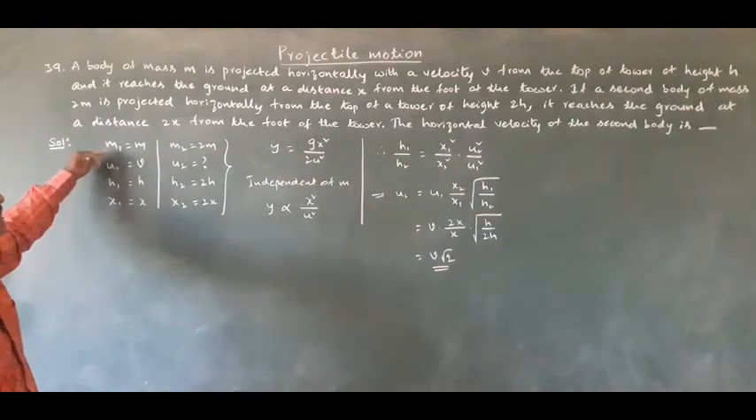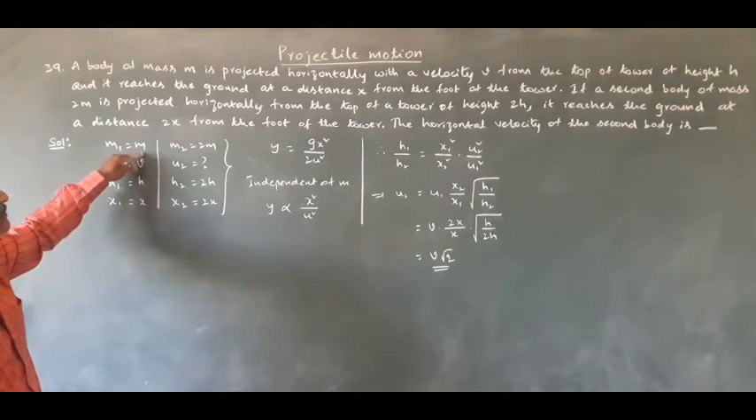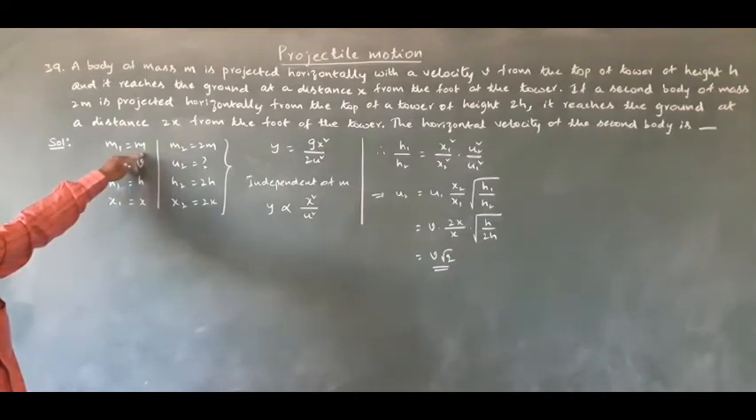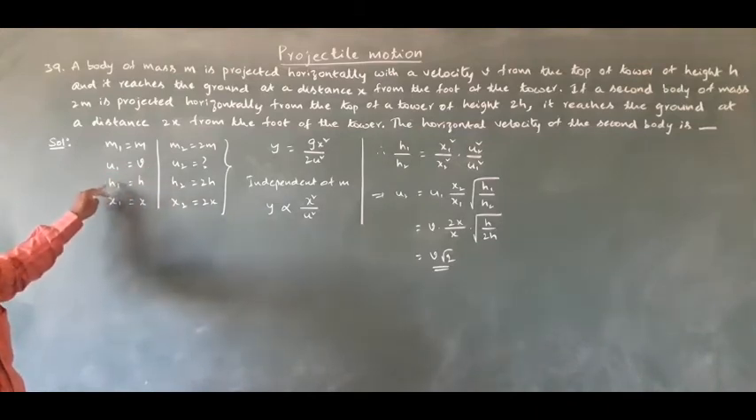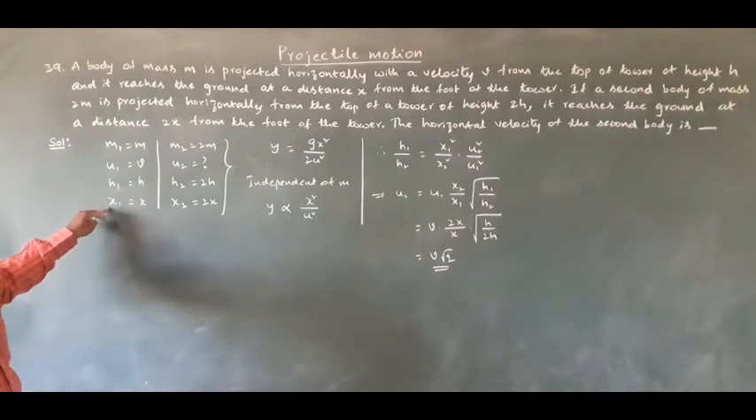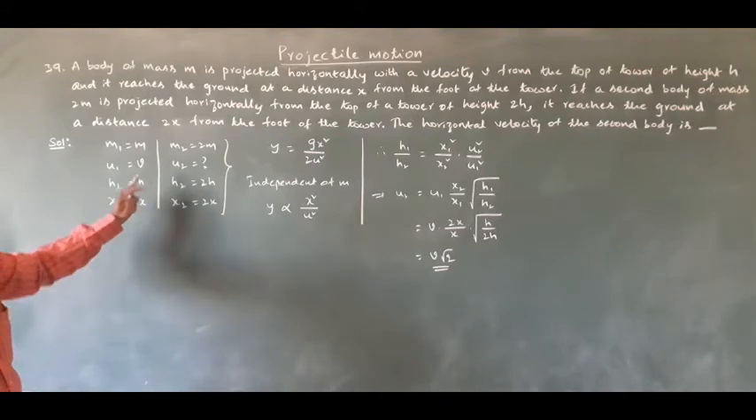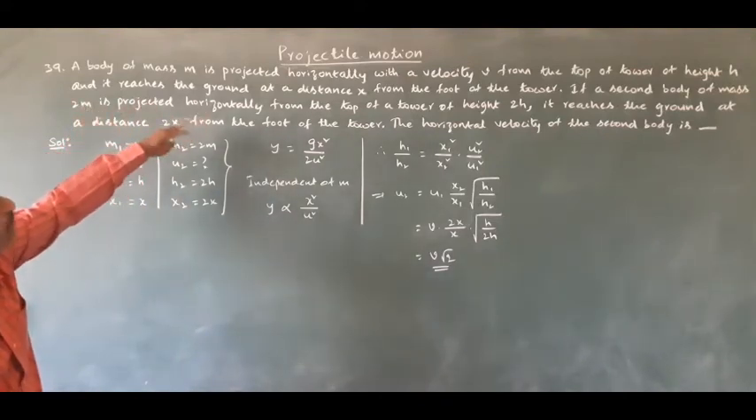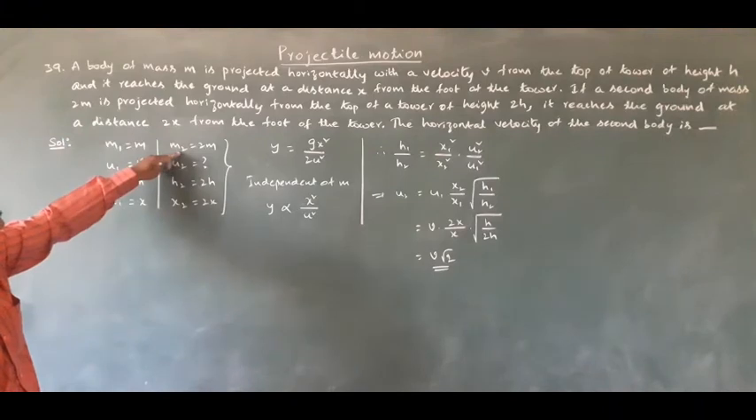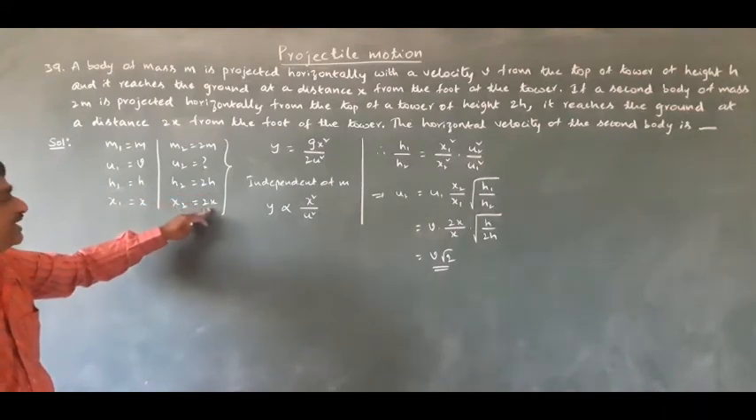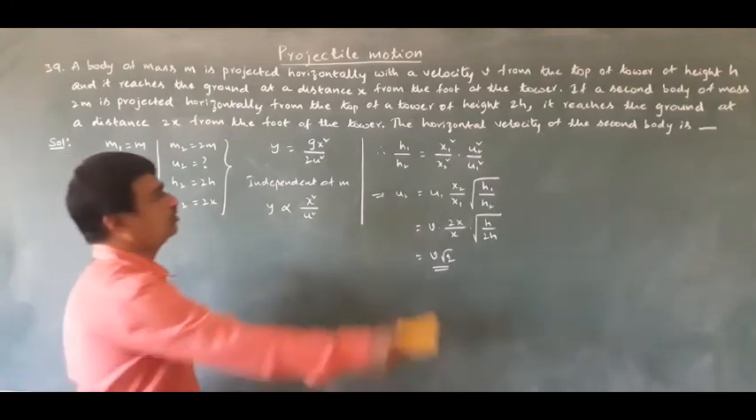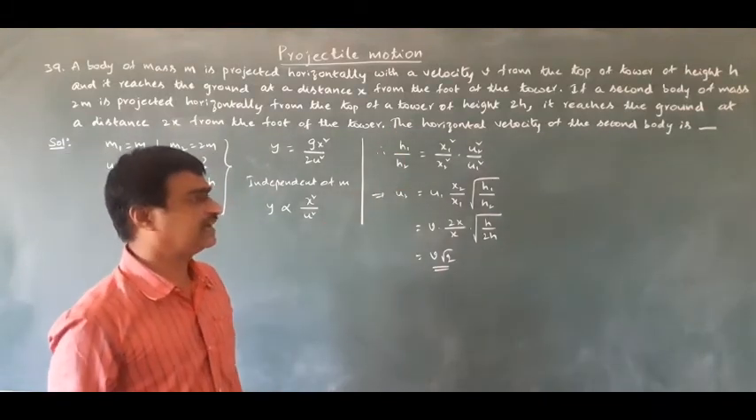First, see the first body: mass is m. It is horizontally projected with the velocity u1 is equal to v from the top of a tower, height is taken as h. Then it reaches the ground at a distance x, then x1 becomes x. If the second body of mass 2m is projected horizontally from the top of a tower of height 2h, it reaches the ground at a distance of 2x. Then we have to calculate the horizontal velocity of the second body.